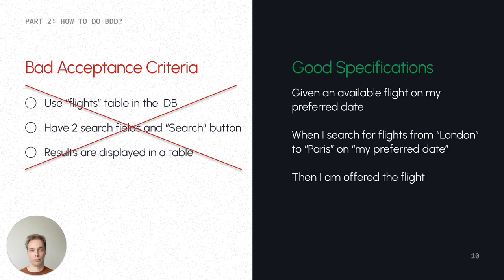Stay abstract. Don't dive too deep into implementation details. Don't design everything up front. Leave space for innovation. Implementation details are needed, but not at this level. Here we focus only on the behavior of the users.